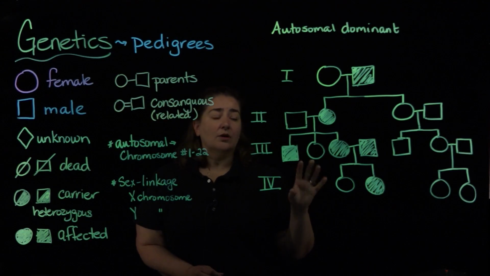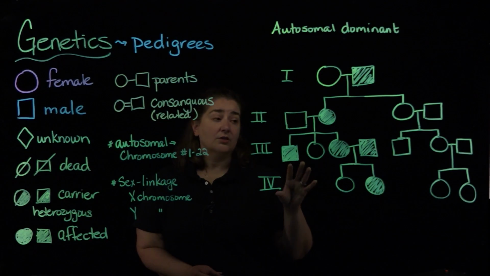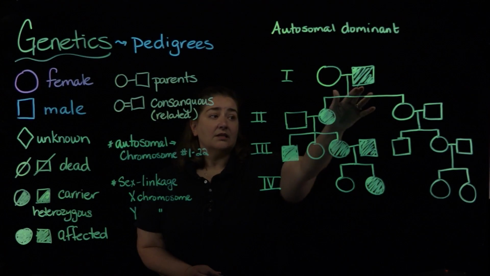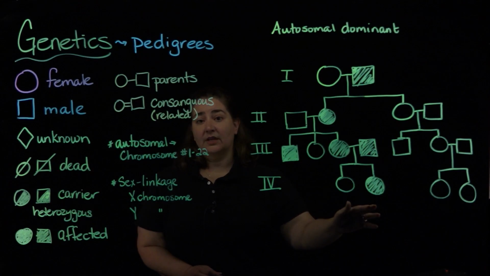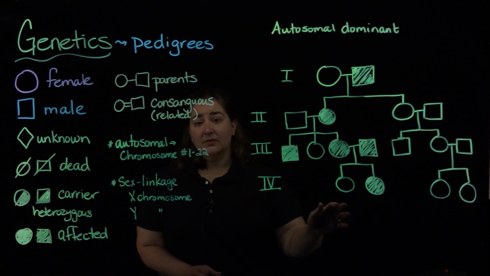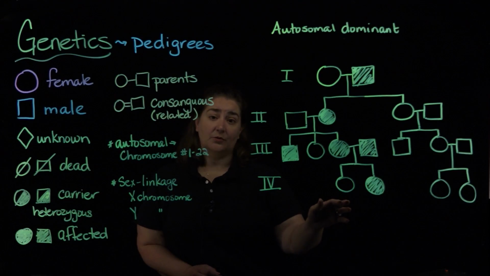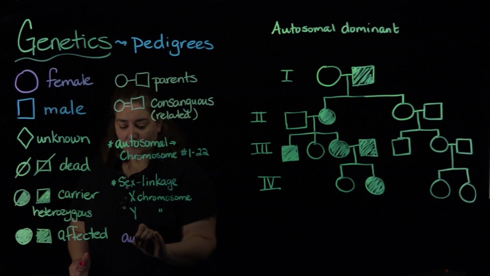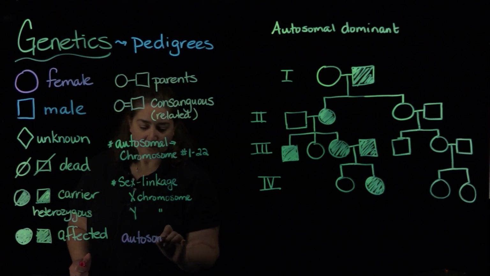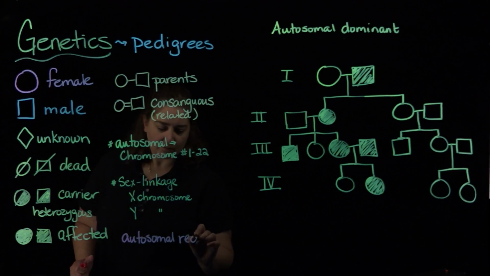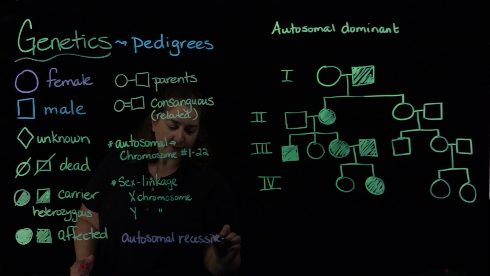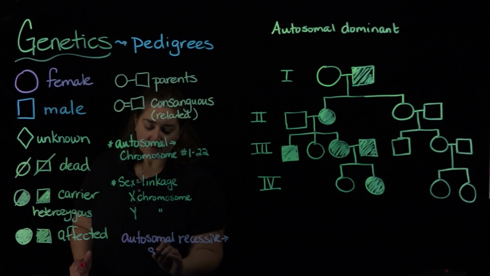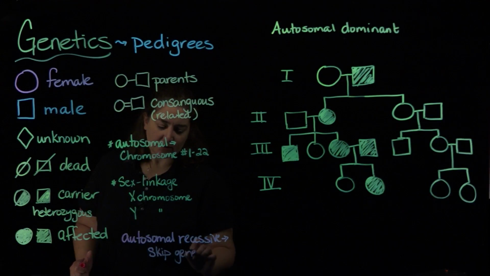All right. One of the things I want you to note with the autosomal dominant pedigree is that there's going to be an affected individual in every generation. That's something that's going to be characteristic of a particular trait that's inherited in an autosomal dominant fashion. Whereas with our autosomal recessive, what you will very frequently see is that it will skip generations.